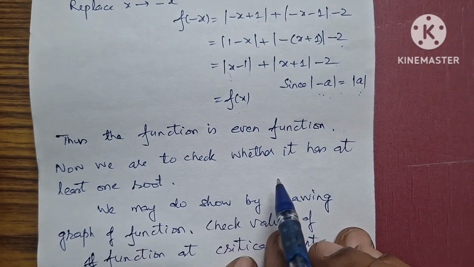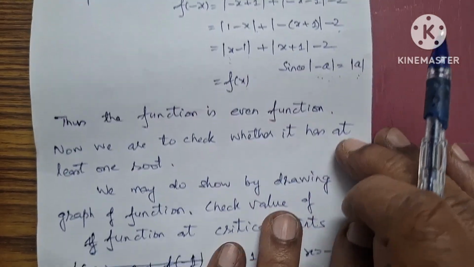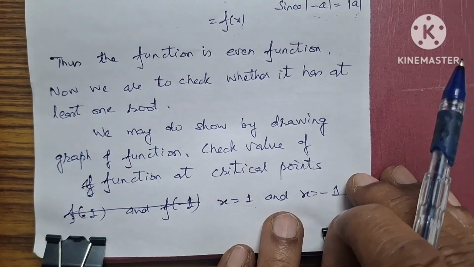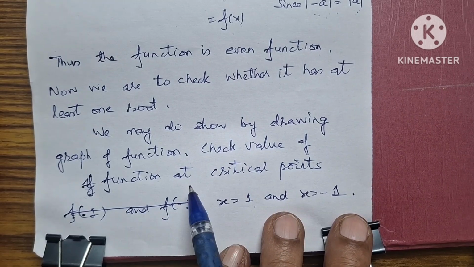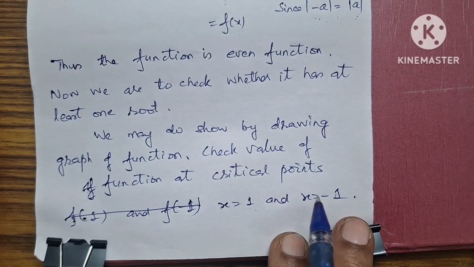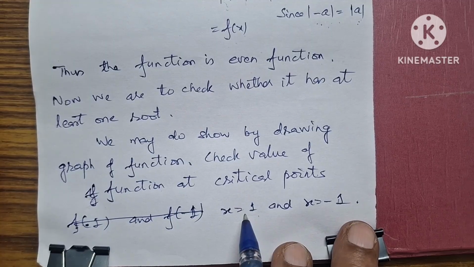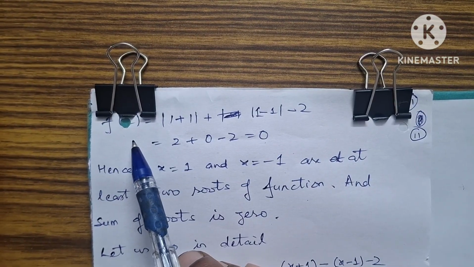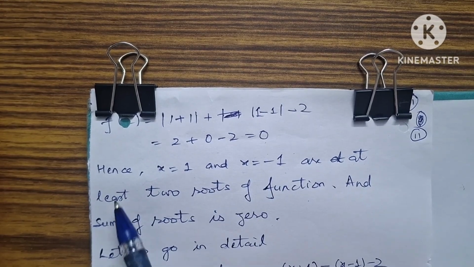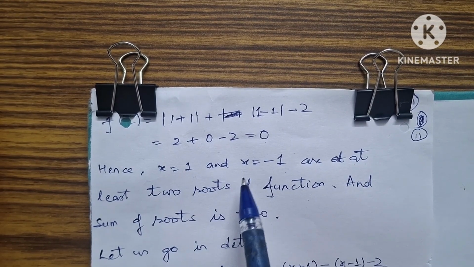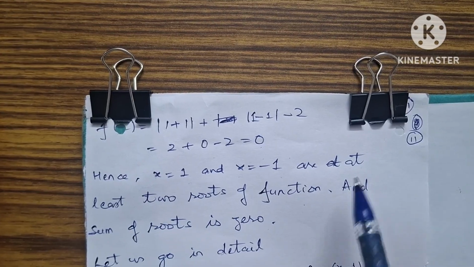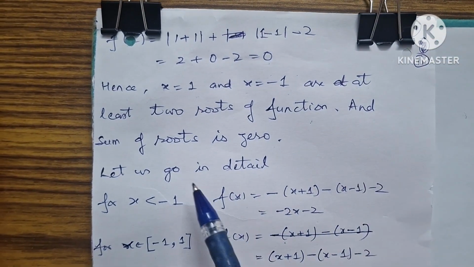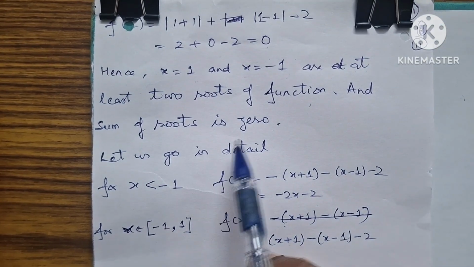Now we are to check whether it has at least one real root. We may do so by drawing the graph of the function. Let us check values of the function at critical points. The function has two critical points, x equal to 1 and x equal to minus 1. The value of the function at x equal to 1 is 0. Hence x equal to 1 and x equal to minus 1 are at least two real roots of the function. So the sum of roots is 0.